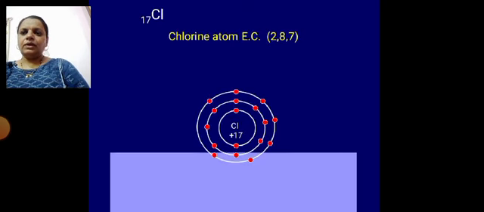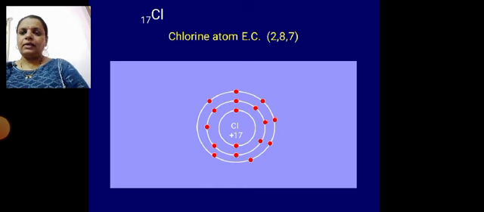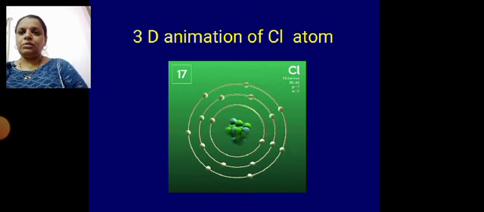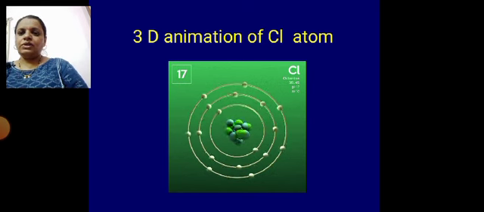Now the atomic number of chlorine, the other atom, is 17 and its electronic configuration is 2, 8, 7. In the center it has 17 protons, and in the shells the first shell has 2 electrons, the second shell has 8 electrons, and the third shell has 7 electrons. The outermost shell has 7 electrons and the configuration is 2, 8, 7. This is again the 3D animation of the chlorine atom. Here we can see the electrons, protons and neutrons.